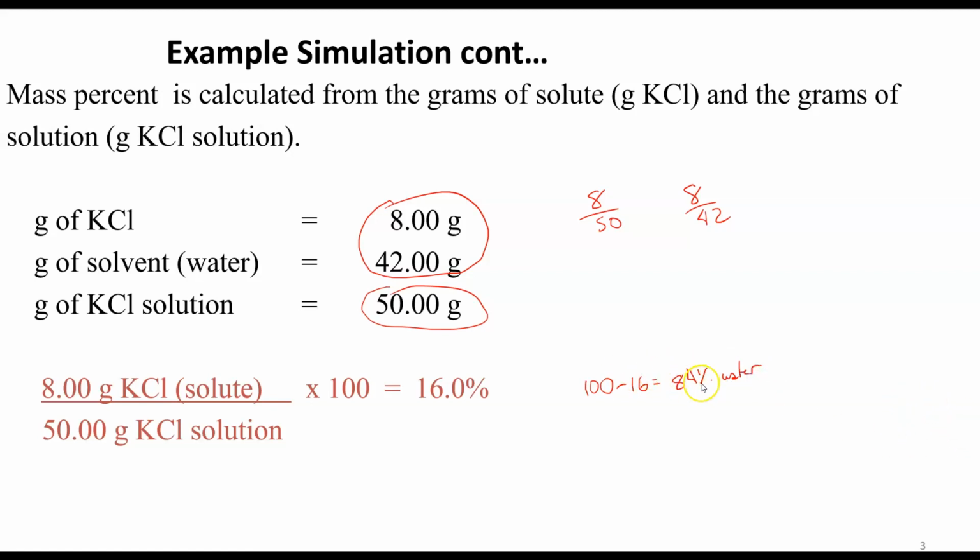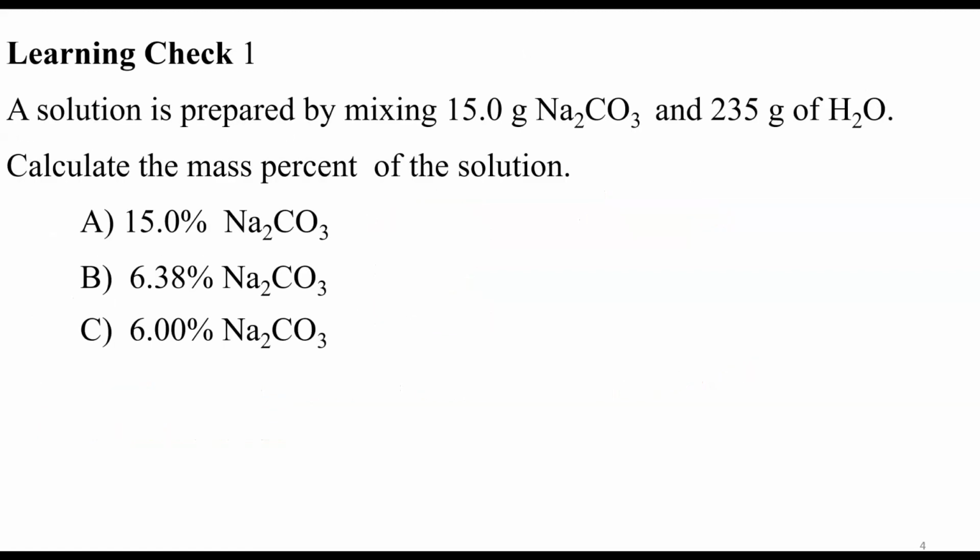Now, why would you need to do this at all? Rare situation, they ask you for a mass percent of solvent. Not very common, so I won't worry about it, but just be aware, you could theoretically do that. All right, solution is prepared by mixing 15 grams of sodium carbonate and 235 grams of H2O. Calculate the mass percent of the solution.